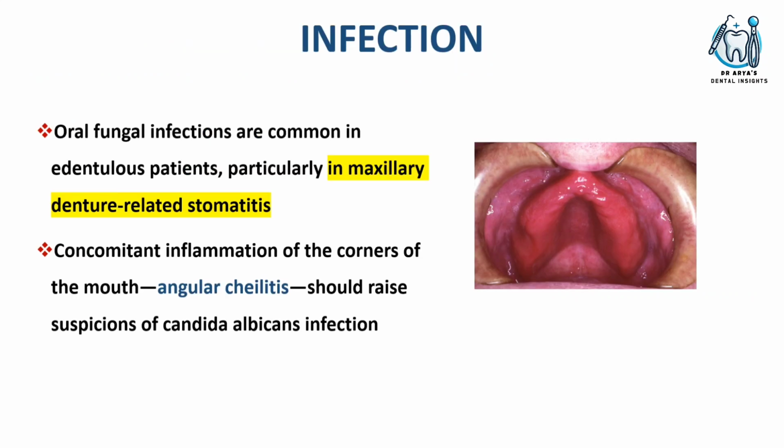Coming to infection, various oral fungal infections are common in edentulous patients, particularly in maxillary denture related stomatitis, and concomitant inflammation of the corners of the mouth, that is angular cheilitis, should raise suspicions of Candida albicans infection.